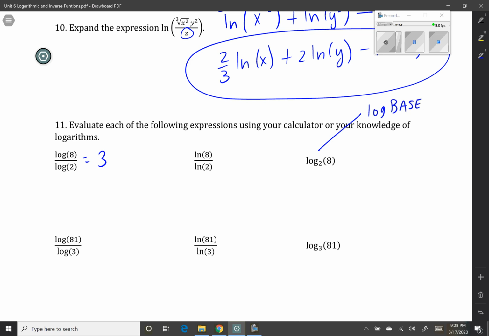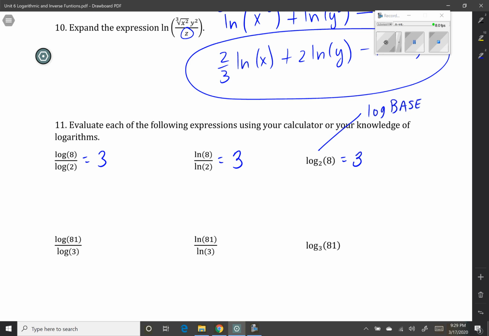If you type in natural log of 8 divided by natural log of 2, you should also get 3. And if you type in log base 2 of 8 using log base, those of you that have it, you also get 3. So you're noticing all three of these expressions generate the same value because they're essentially doing the same thing. Now, the big concept here isn't for you to understand why they're all the same thing, just to know that they are actually equivalent to each other.